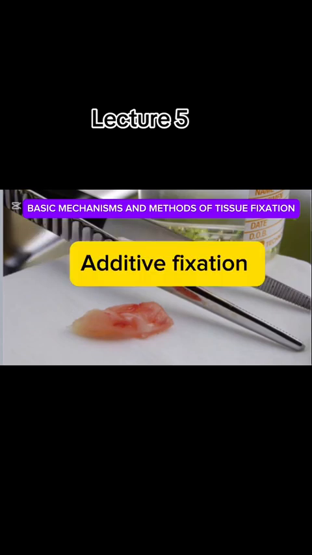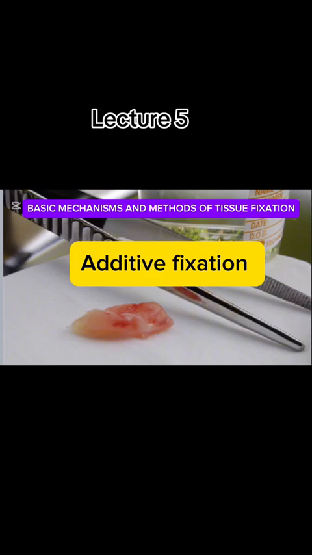Additive fixation involves the chemical bonding of fixative molecules to tissue components, in which there is formation of cross linkages or complexes that stabilize the tissue structures. So the fixative chemically interacts with tissue proteins, nucleic acids, or lipids, becoming part of the tissue. Classical examples of fixatives that fall under additive fixation include formaldehyde, glutaraldehyde, and osmium tetroxide.